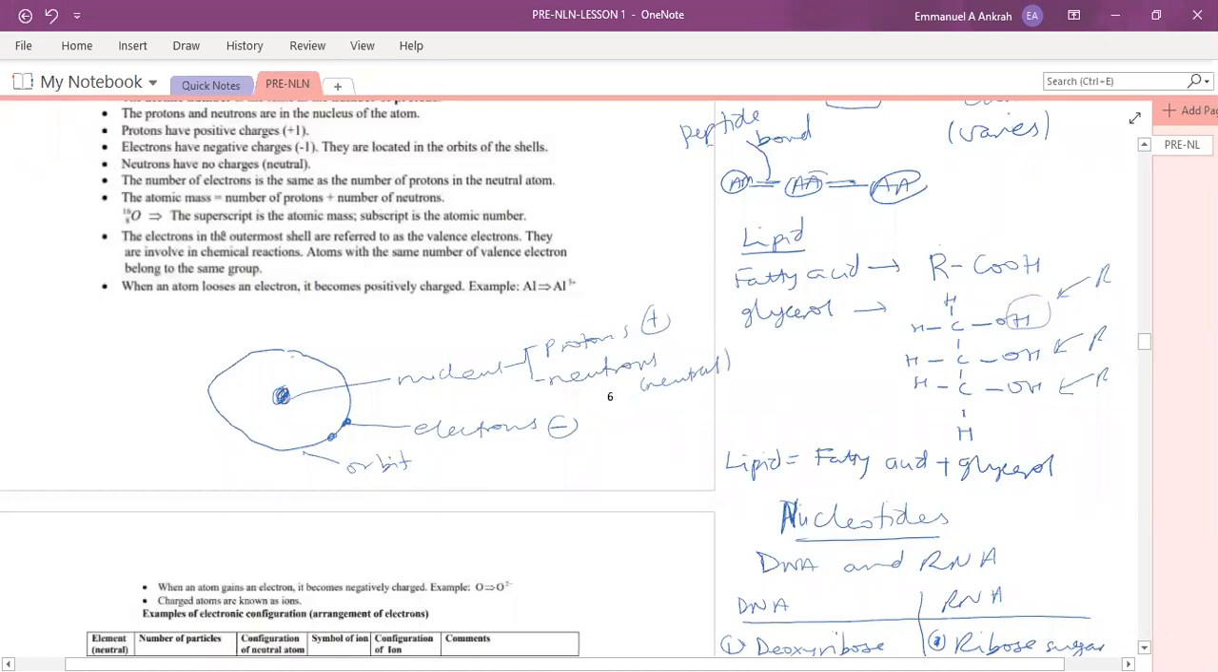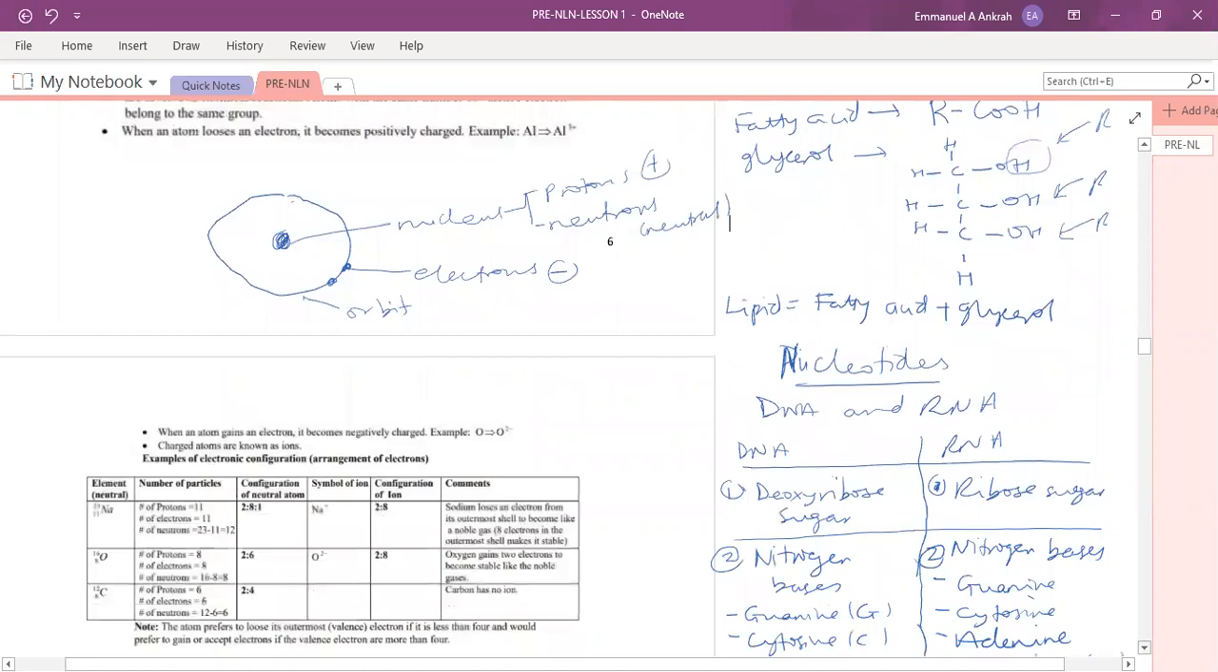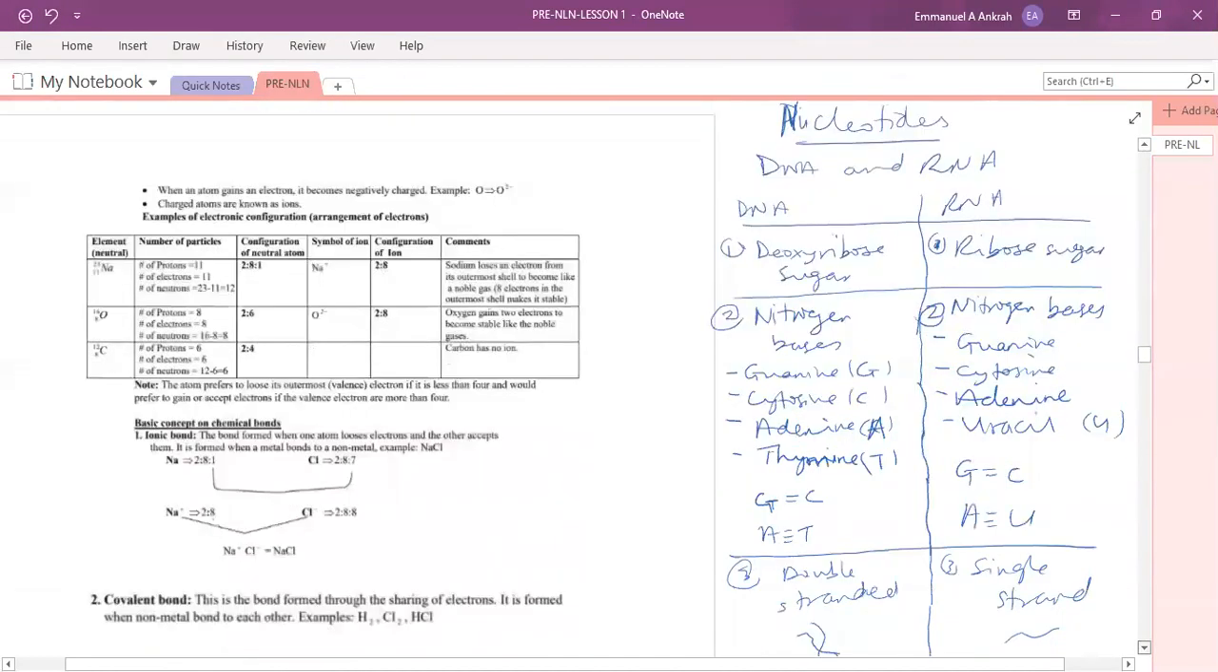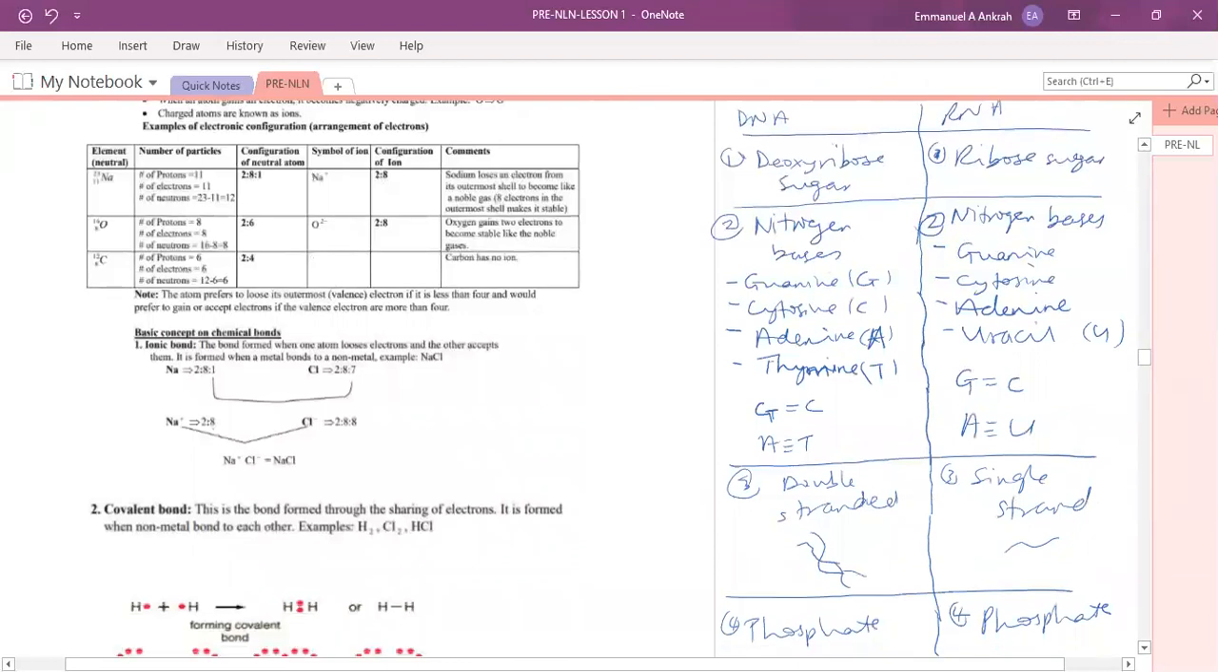So let's apply what I have here to some questions that they ask you. On the table, I've created a little table with some information here. The first one is sodium, Na. Sodium, Na, atomic number is 11. So this will be the atomic number, and then that will be the mass number here.